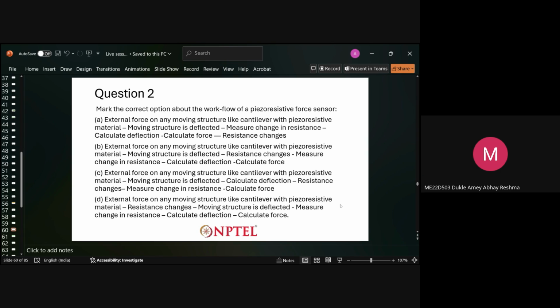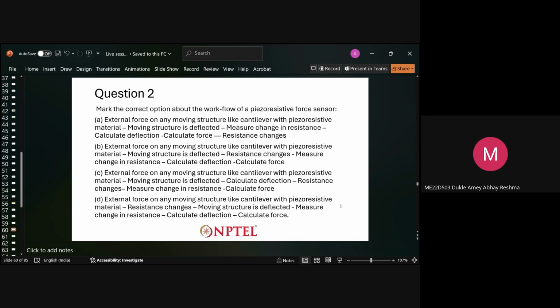Piezoelectric materials are not very common. You have to find them, and they are very expensive. Piezoresistive materials are basically in many of the materials. Even in a normal material, when you apply force, there will be a change in length, so obviously there will be deflection. When the length increases, obviously the resistance increases. So many materials can be used for piezoresistive applications. For piezoelectric, there are very specific materials for the application.